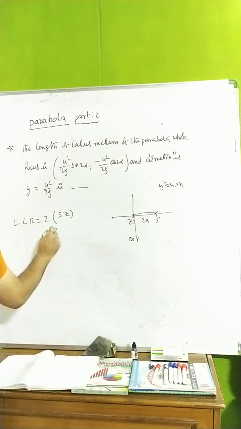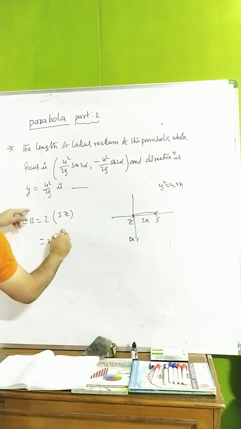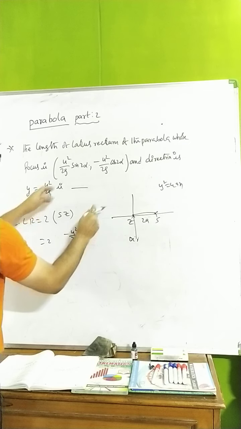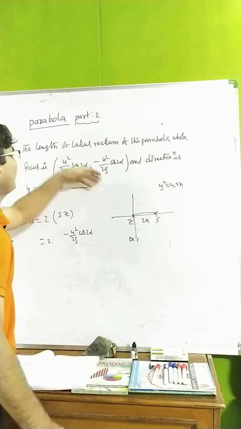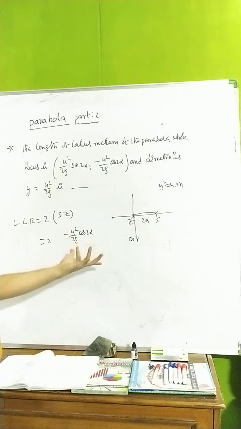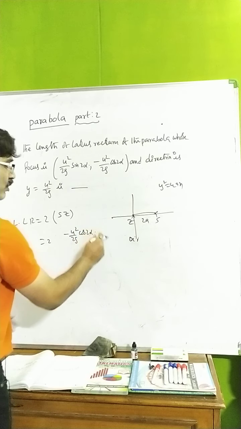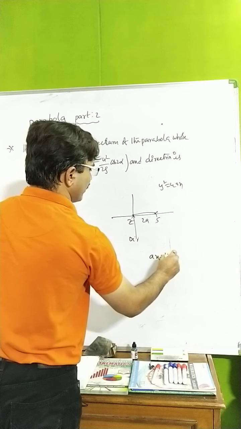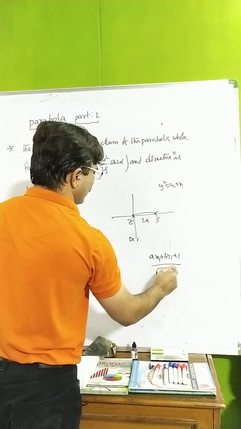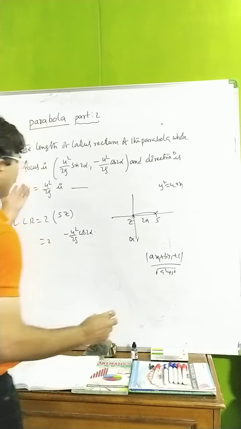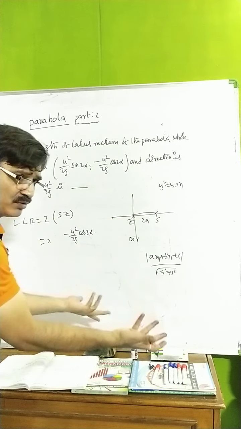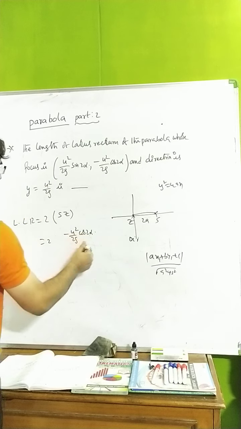Now 2 times the perpendicular distance from focus to this one, right? Minus u square by 2g into cos 2 alpha. Seeing this, don't panic. Treat this as just a point and substitute in this equation. This is the formula I am using here: ax1 plus by1 plus c divided by root of a square plus b square. Of course, here a is not there, nothing to worry. Constant is there, y is there. I am substituting.